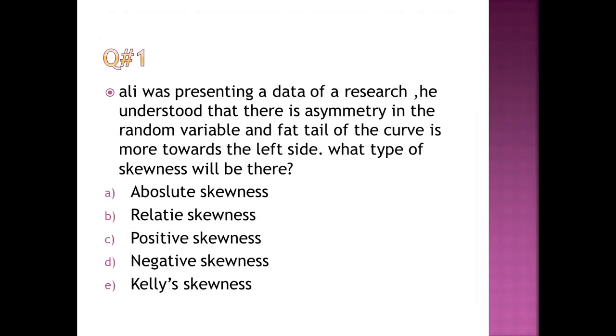Ali was presenting data of a research. He understood that there is an asymmetry in the random variable and the fat tail of the curve is more towards the left side. What type of skewness will be there? Anyone? Okay, the answer is C. There is a positive skewness. If the fat tail, fat meaning the higher number of data, will fall on the left side, then it will be the positive skew.